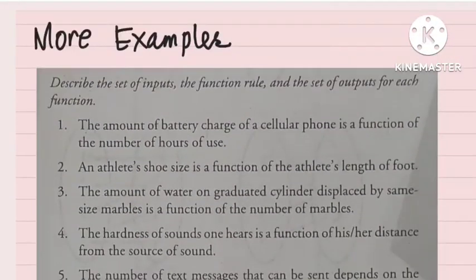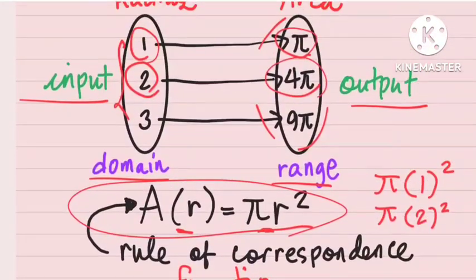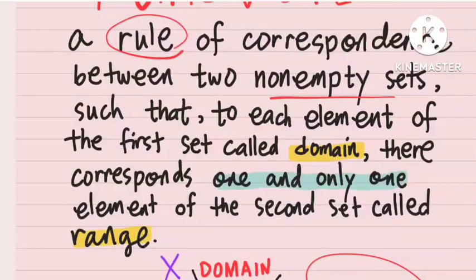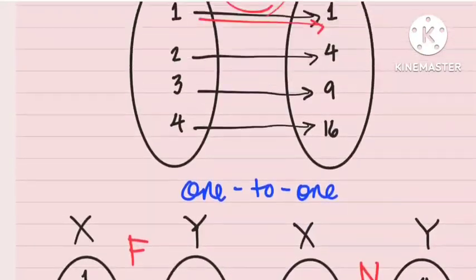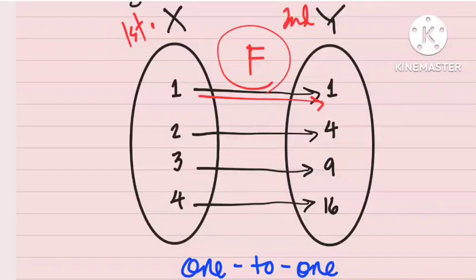Because if we go back to the definition of function, every element in the domain should correspond to one and only one element in the second set, our range. So here we have a 1-to-1 correspondence. Every element in the domain is connected to only one element in the range. 1-to-1 function.